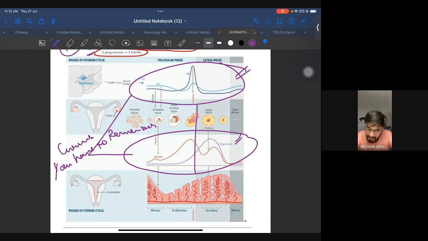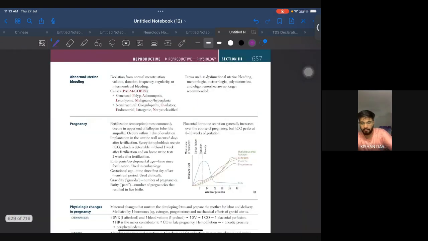After ovulation there is increase in progesterone, and LH surges at ovulation. So this all you have to remember. Before ovulation estrogen was high, after ovulation progesterone is high. So all these small things you have to observe and keep in mind. All right, coming to abnormal uterine bleeding.